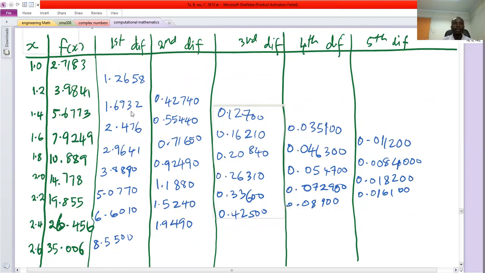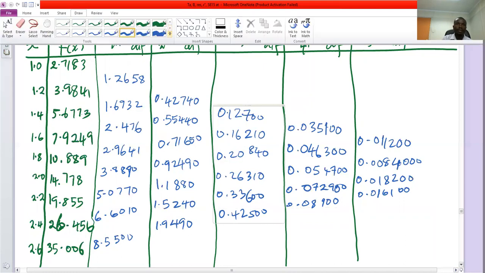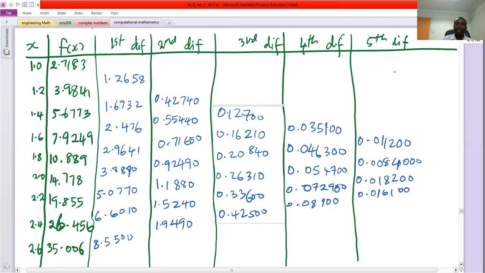Now, the way we get the difference is usually the lower number minus the upper number. So in this case, to get 1.2685, it is this number minus this other number here: 3.9841 minus 2.7183. And then you use the same convention to find all the differences up to the fifth difference. Now, the aim of this question is to approximate the derivative of the function at the point x equals 2.6.